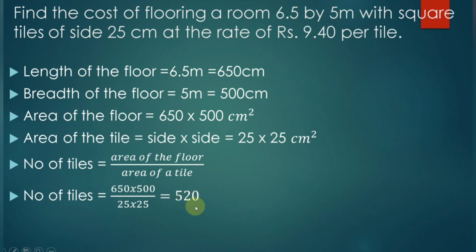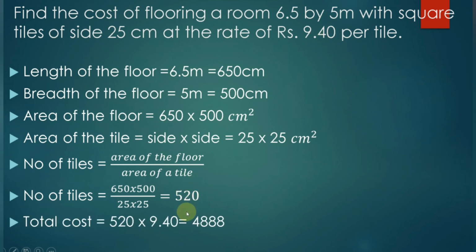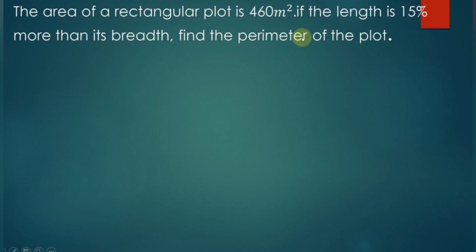So 520 tiles are needed for the floor, and one tile rate is 9.40. So the total cost will be 520 into 9.40, that is 4,888 rupees will be needed to make the floor. Now next thing, the area of a rectangular plot is given this much and its length is 15% more than its breadth. So find the perimeter of the plot.